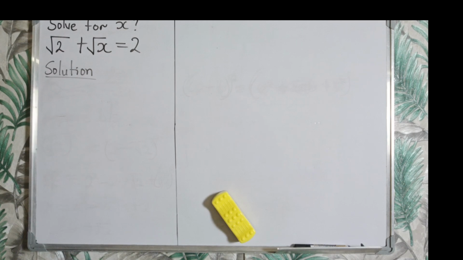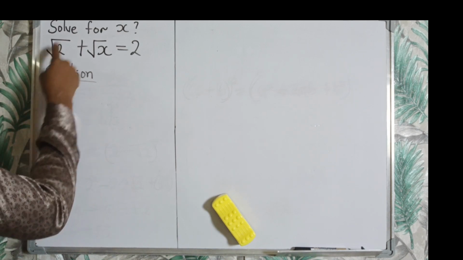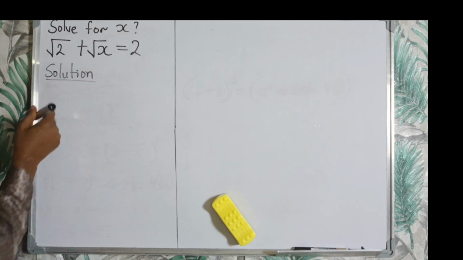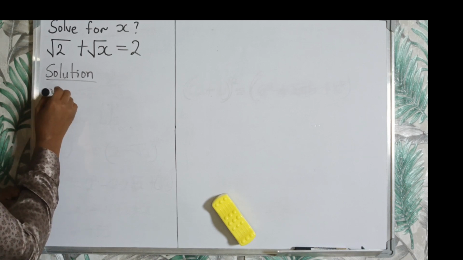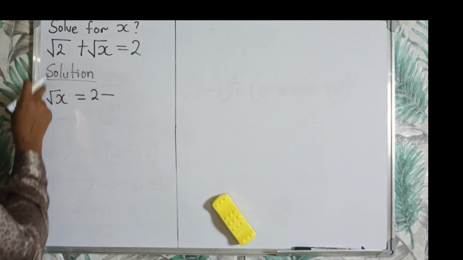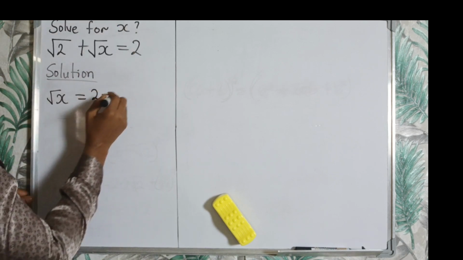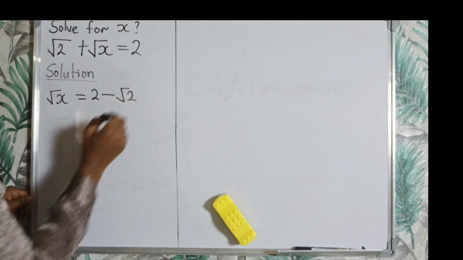Now, solving for x, the first thing we are going to do is to isolate x. Let's get x standing alone. For us to do that, we need to subtract root 2 from both sides of the equation, or better still, transpose root 2 to this side of the equation. So here we are going to have the square root of x is now equal to 2 minus, when square root of 2 crosses over, it becomes minus the square root of 2.